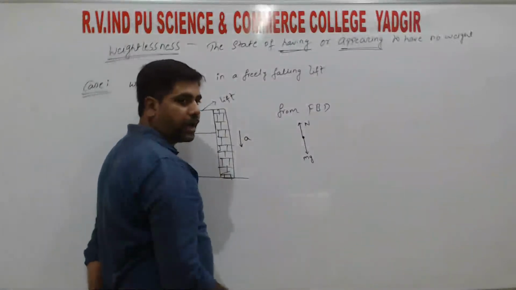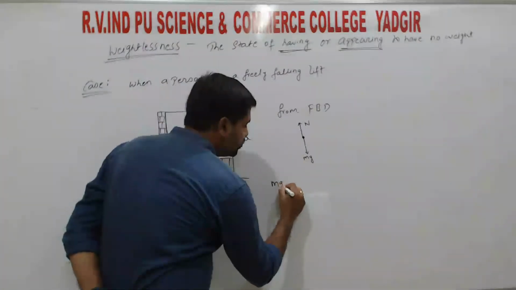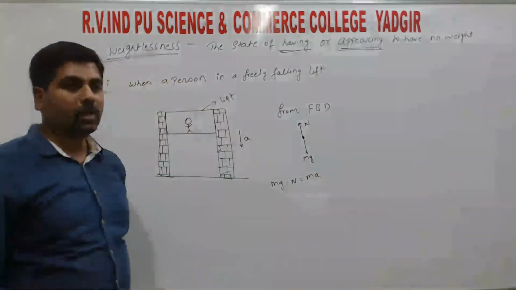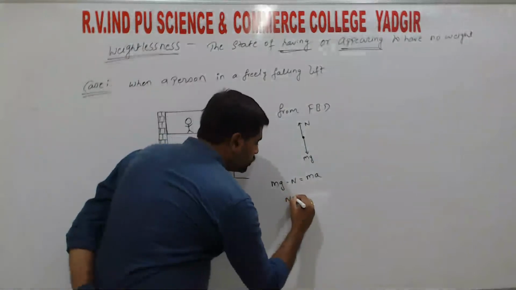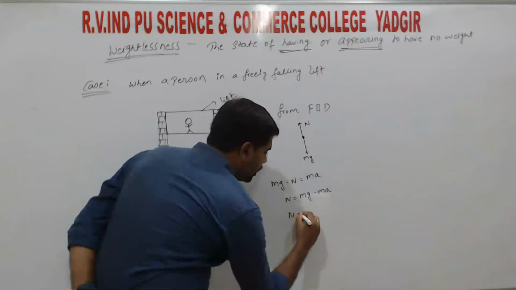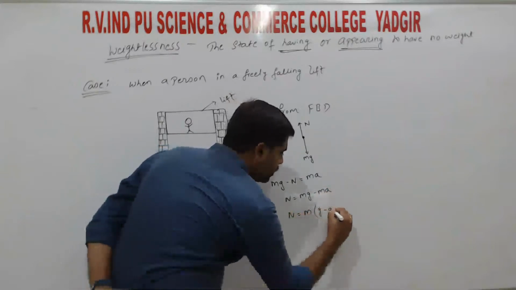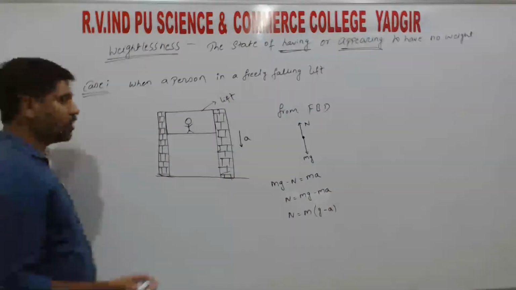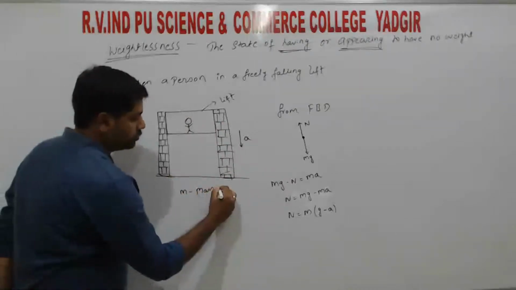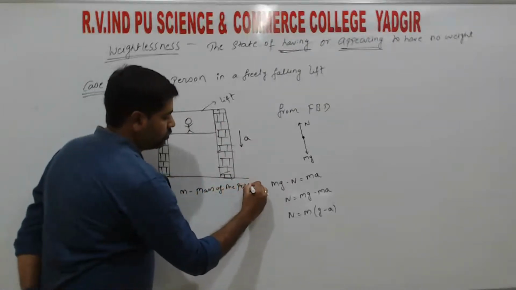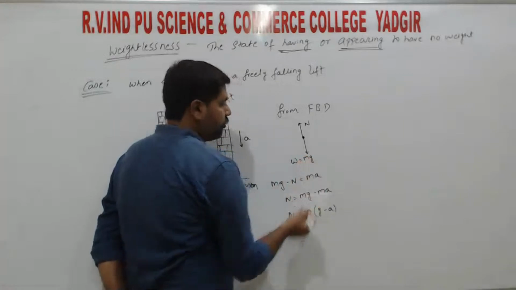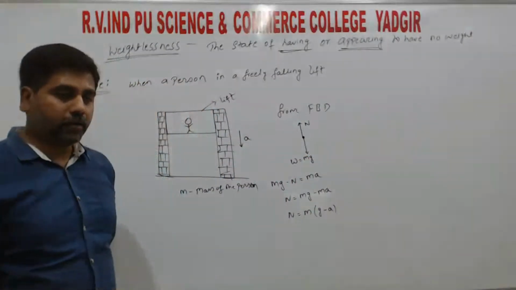Now the lift is moving in the vertically downward direction. So from the free body diagram, we can write the relation mg minus N equals m into a, right? So we need the normal force N, that is N equals mg minus ma. So N equals, taking m common, m times (g minus a), right? Here W is the weight of the person, that is the true weight, right?